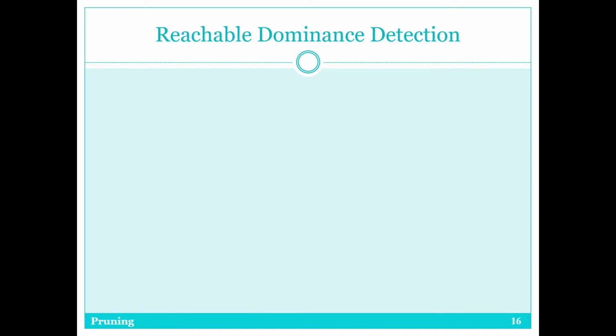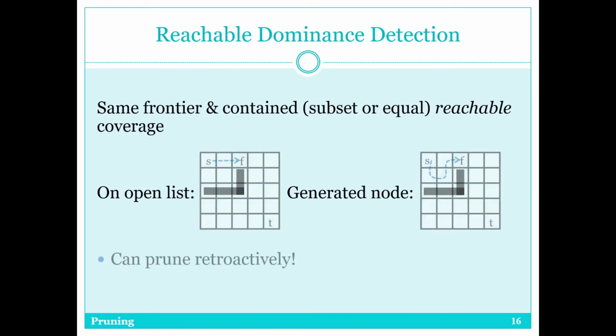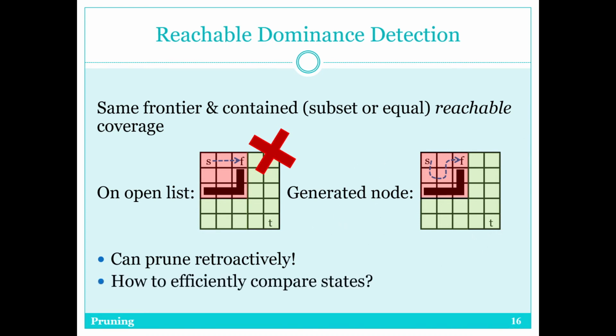The second pruning method is called reachable dominance detection. You can see in this example two nodes, one in the open list and one generated node. Both share the same frontier, but we can see that the generated node visited more places, so we can prune the one in the open list and replace it with this one. Sadly, we didn't find a way to do that efficiently, so we are comparing the entire open list for every generated node. This costs time, and we will see that in the experiment's results.